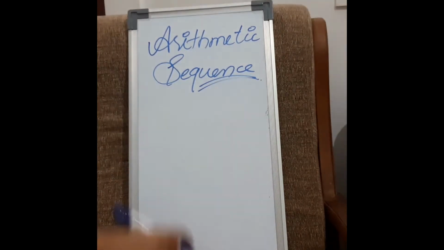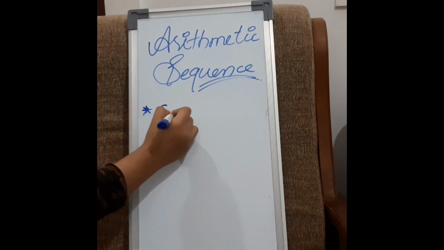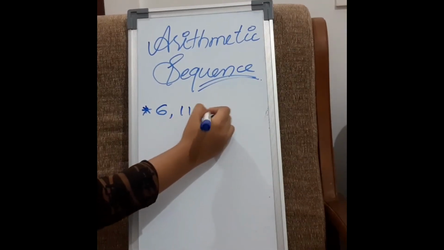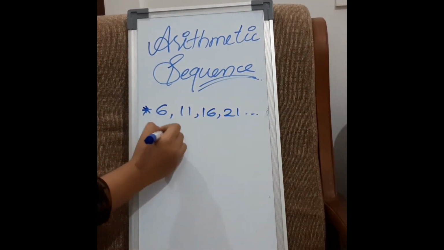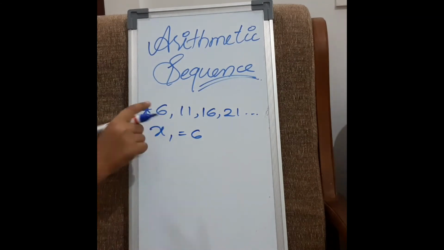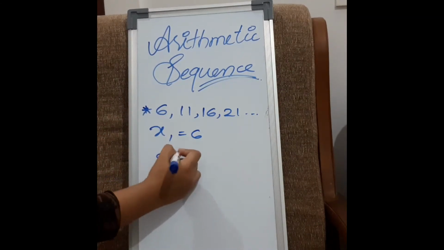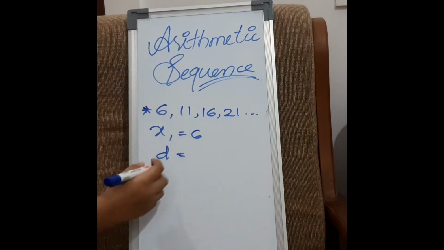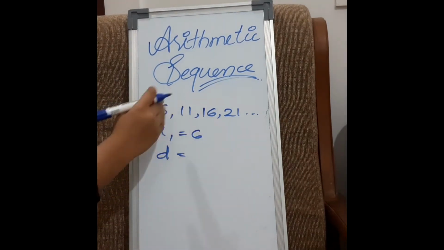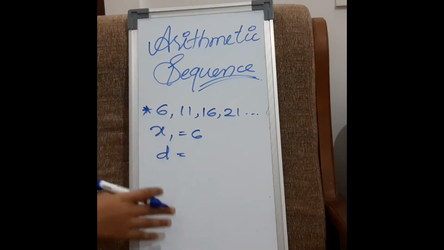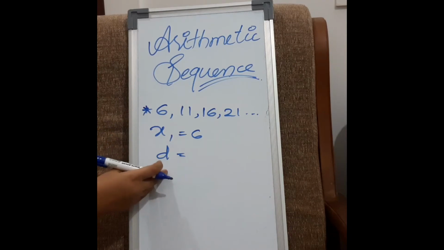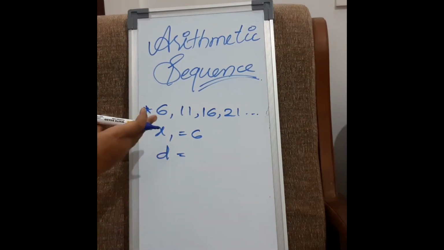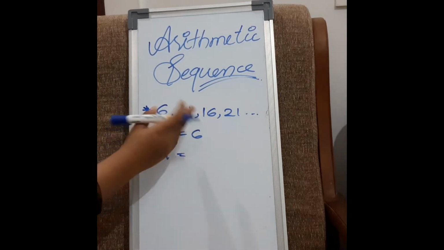Now take another sequence: 6, 11, 16, 21 and so on. Here the first term x1 is 6. And what is d, the common difference? How will we find the common difference? We can subtract any two consecutive terms of the sequence. If they ask us to find the common difference, just find the difference of any two consecutive terms.